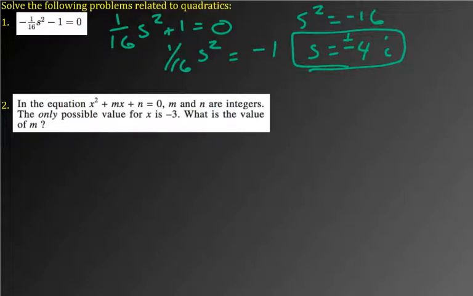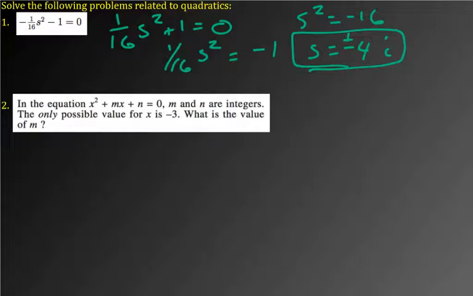This question, we have a general standard form quadratic here, and you're told that m and n are integers, and it says the only possible value for x is negative 3. And the question is, what is the value of m?